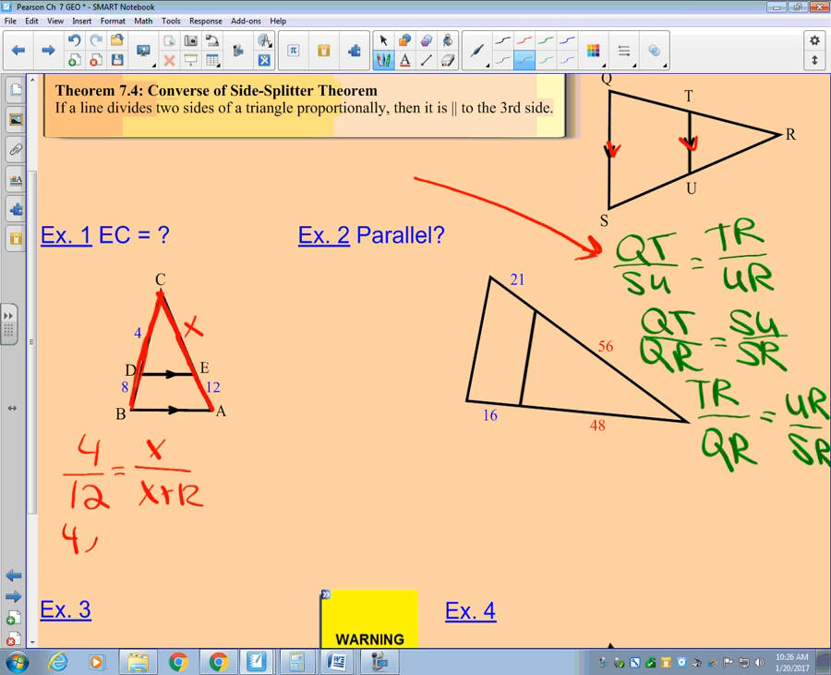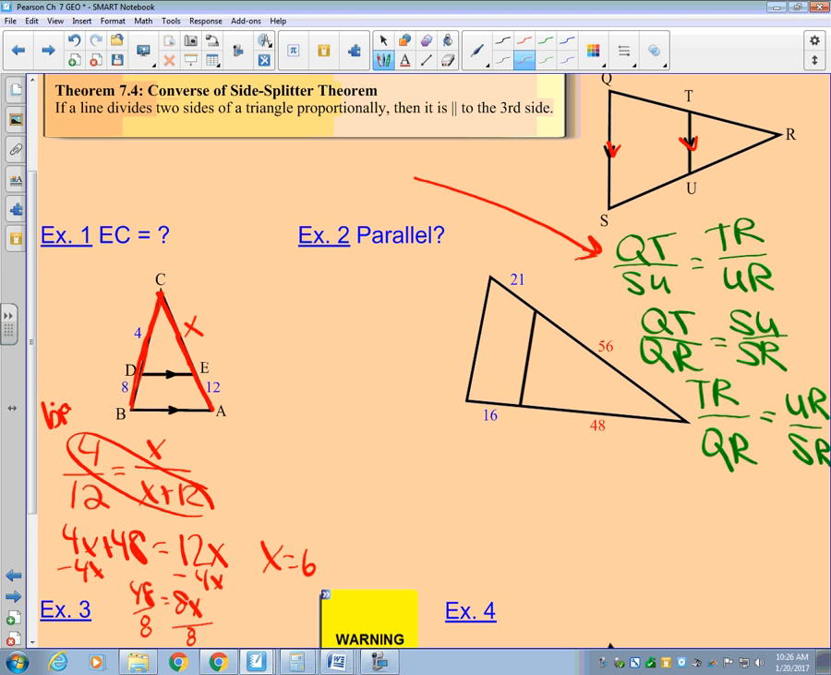So then we get 4x plus 48 when we cross multiply, equals 12x. Now we're solving for x. We subtract 4x from both sides. We get 48 equals 8x. We divide both sides by 8. Sorry, my brain was skipping to the answer. We get 6, and x is equal to 6. This is using the big triangle.